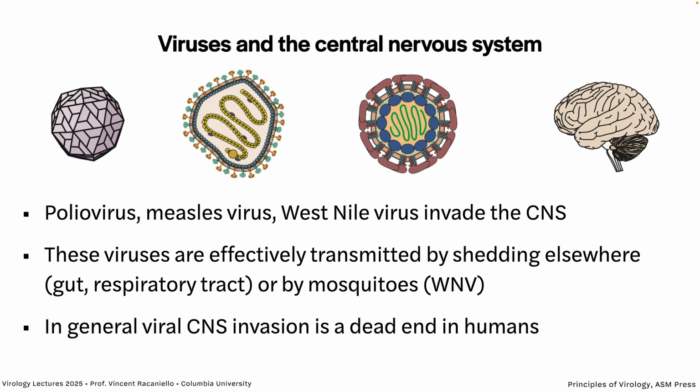Now, in animals, it might not be because animals eat each other, so they could eat a virus that's in the brain and that would be transmitted to other animals. But we don't do that, so there's no selective force to get a virus in the brain. It's an accident, basically. And that's why it's so rare in all of these infections.